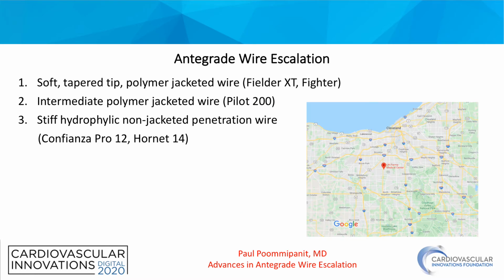If we use antegrade wire escalation as developed in the hybrid algorithm, it really consisted of 3 wires. There was a soft taper tip polymer jacketed wire, followed quickly by an intermediate weight polymer jacketed wire, followed by a stiff hydrophilic non-jacketed penetration wire. And so it really looked like this Google map of Cleveland where there were 1 or maybe 2 options for antegrade wire escalation.